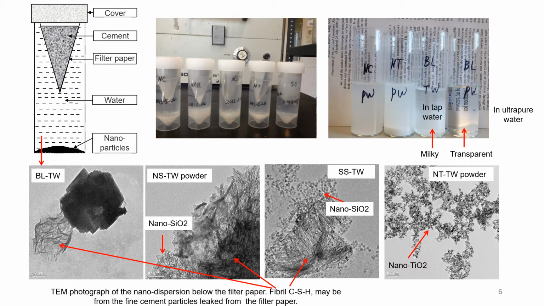And this is the second experiment, below the filter paper funnel. This is the nano-dispersion, and in the blank experiment we can find fibrous CSH gels formed in the water under the funnel, and this may be from the fine cement particles leaked from the filter paper. But in these two cases, we can see that the fibrous CSH gel and the nanoparticles coexist, and in this case, in the nano-dispersion, we didn't find any CSH gels, and this does happen.